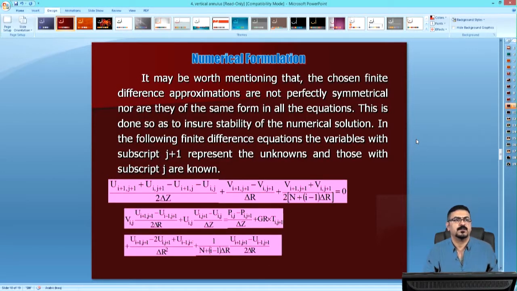Numerical formulations. It may be worth mentioning that the chosen finite difference approximations are not perfectly symmetrical, nor are they of the same form in all the equations. This is done so as to ensure stability for the numerical solution.